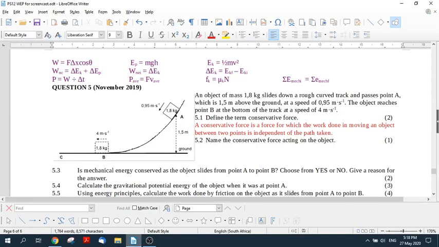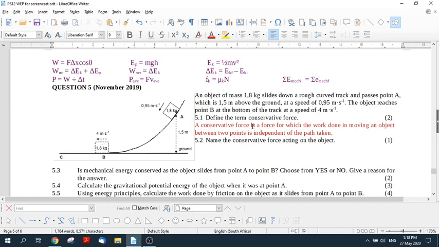Okay, let's look at this question from November 2019 on work, energy, and power. This is quite a straightforward question. It says, an object of mass 1,8 kilograms slides down a rough curved track and passes point A, which is 1.5 meters above the ground, at a speed of 0.95 meters per second. The object reaches point B at the bottom of the track at a speed of 4 meters per second.